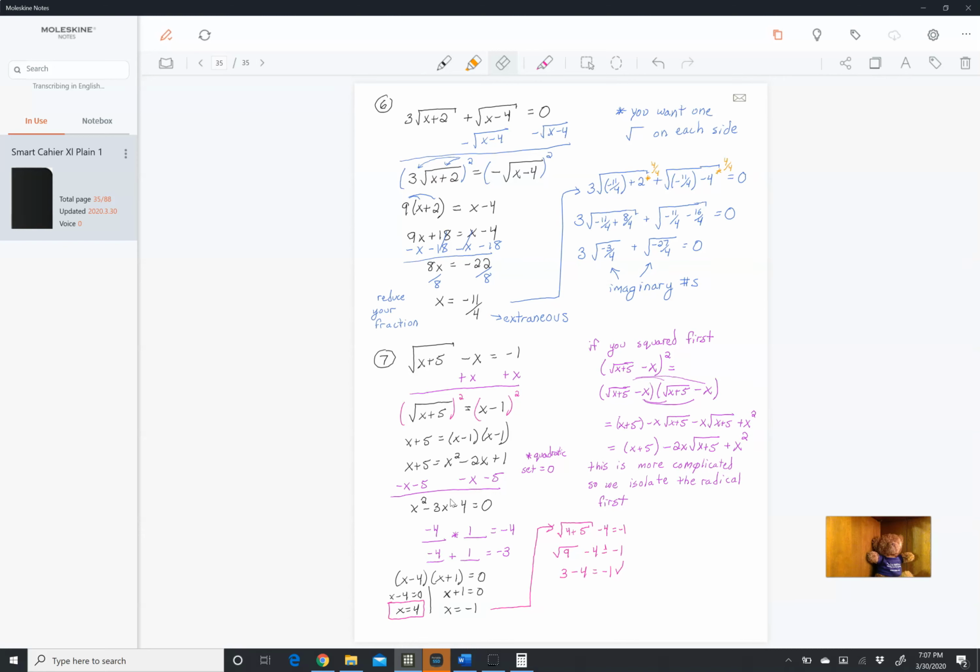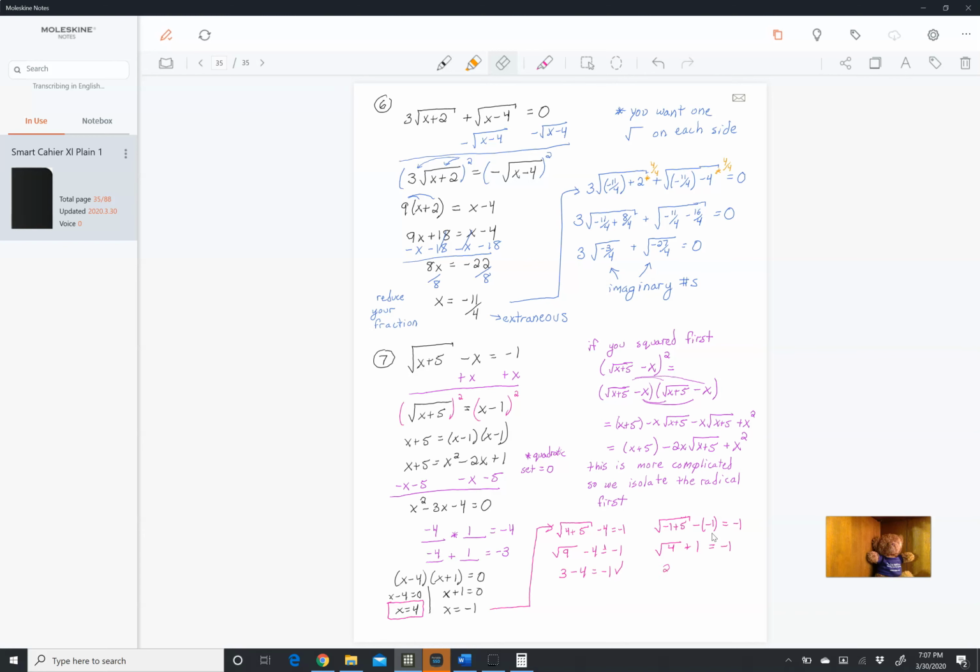Now we have to do the same thing for -1. So we have square root of -1 plus 5 minus -1. Okay, be careful here. You're plugging in -1 for x. So it's minus, because we're doing minus x, minus, and then we have our -1 in parentheses, is equal to -1. So this is the square root of 4, and this becomes a plus 1. Minus -1 is plus 1.